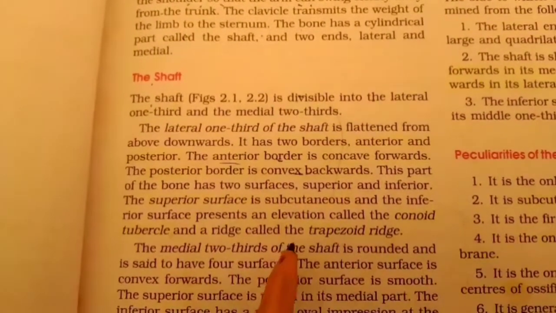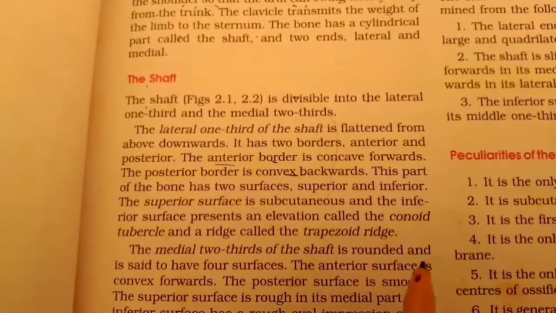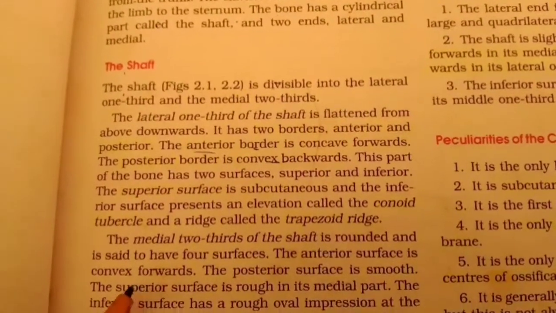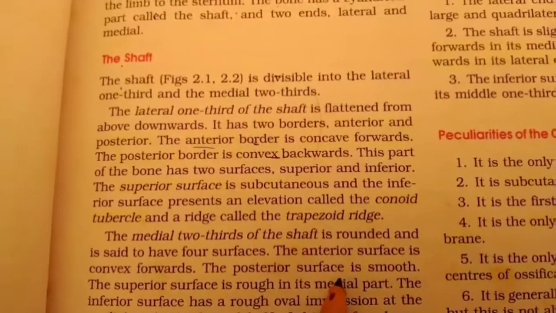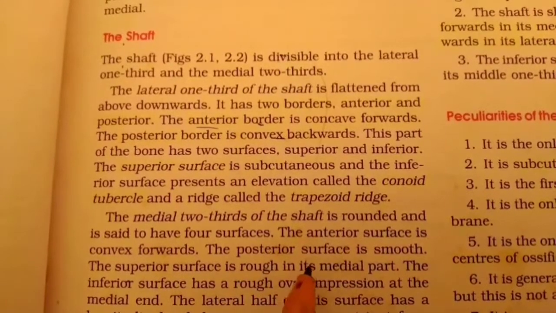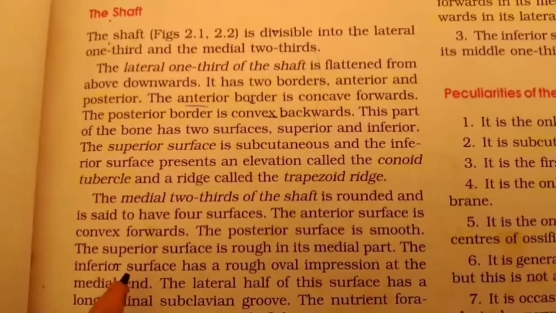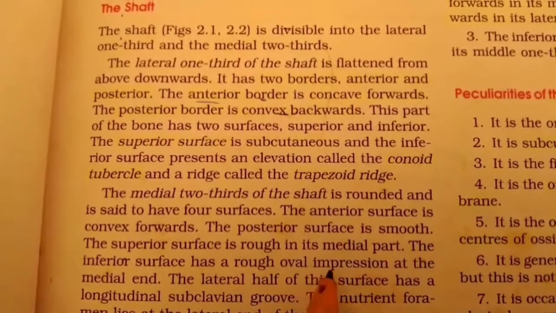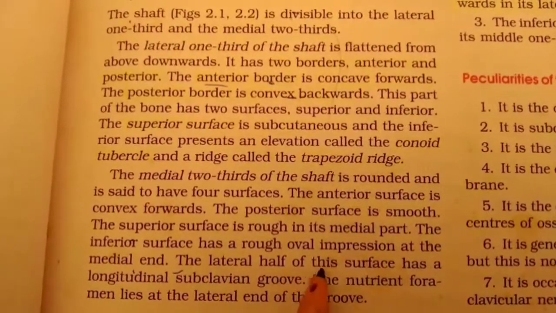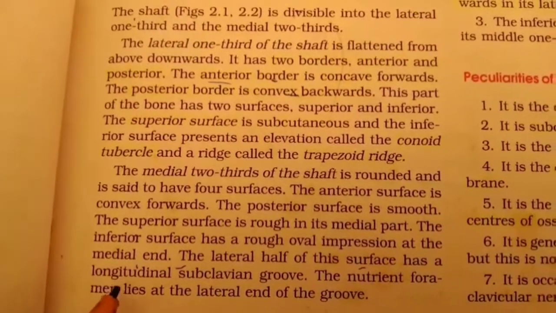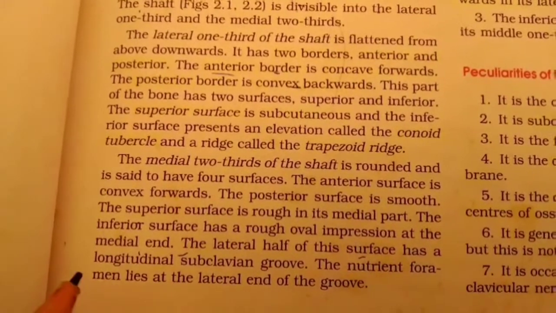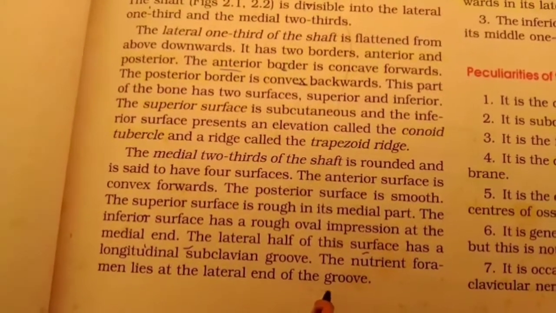The medial two-thirds of the shaft is rounded and is said to have four surfaces. The anterior surface is convex forward. The posterior surface is smooth. The superior surface is rough in its medial part. The inferior surface has a rough oval impression at the medial end. The lateral half of this surface has a longitudinal subclavian groove. The nutrient foramen lies at the lateral end of the groove.